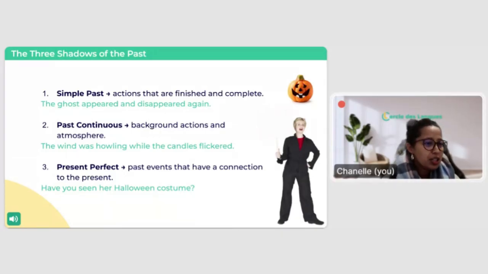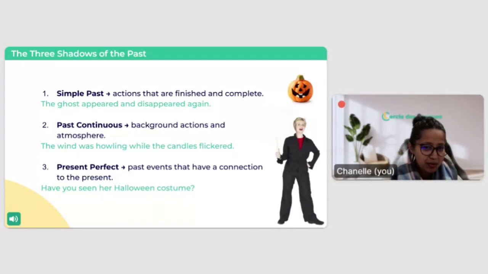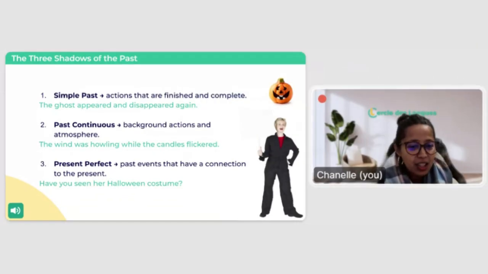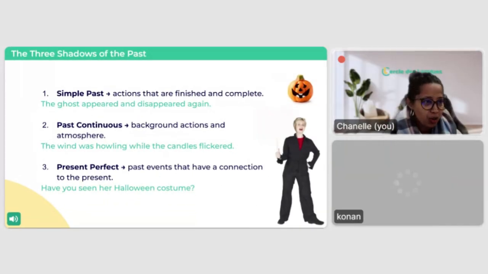So what are these 3 shadows of the past? First one is the simple past. These are actions that are finished and complete. For example, the ghost appeared and disappeared again.